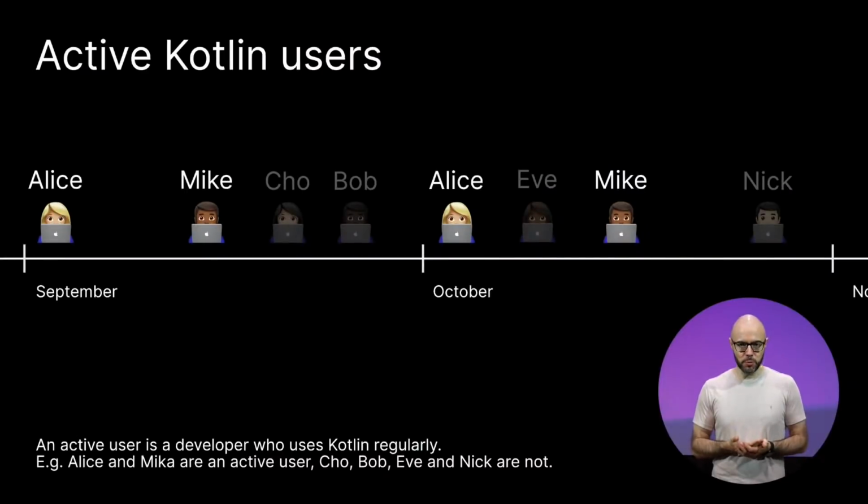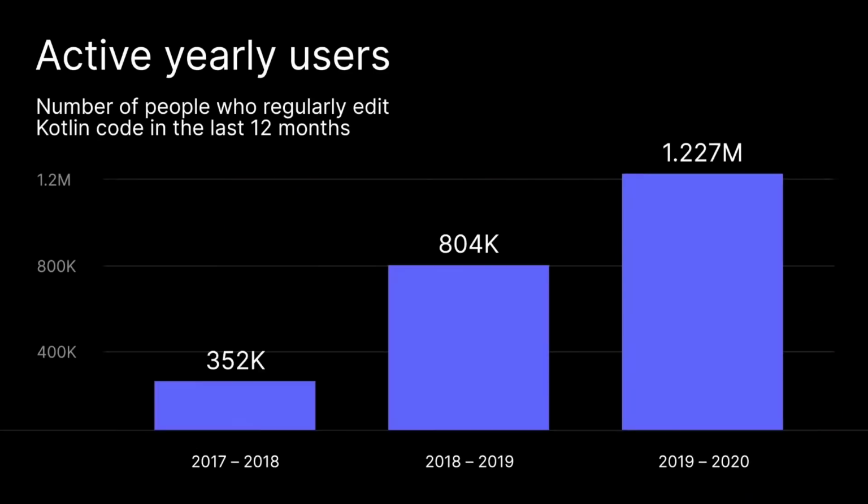But there is one more metric which is important for Kotlin, the number of active users. It shows us the number of developers who are using Kotlin professionally. An active user is a developer who writes Kotlin code regularly. In our case, it means that they wrote some code both this month and in the previous month. And this number is also very impressive. We have more than 1.2 million active developers this year, which is 50% higher than last year.